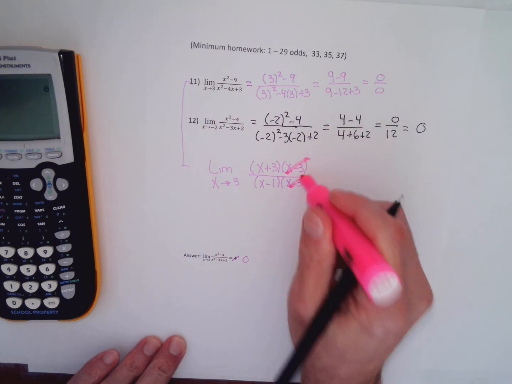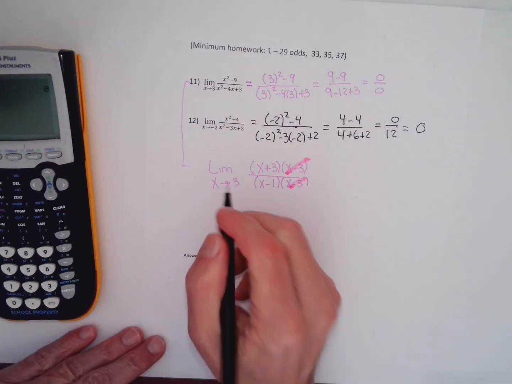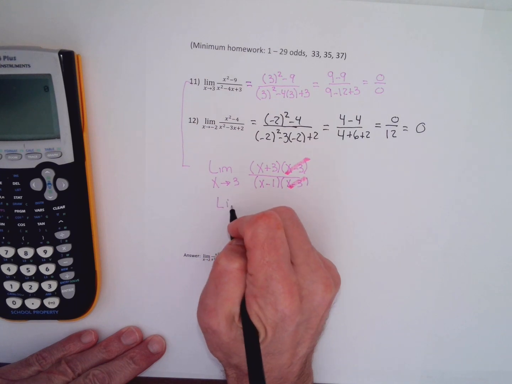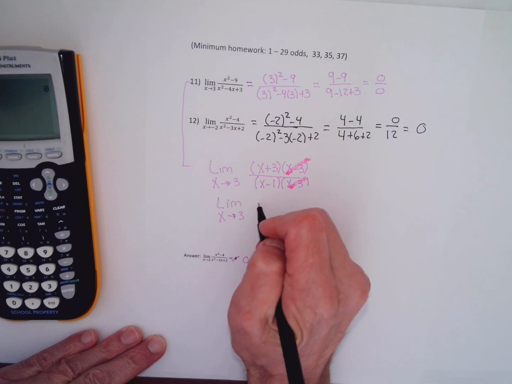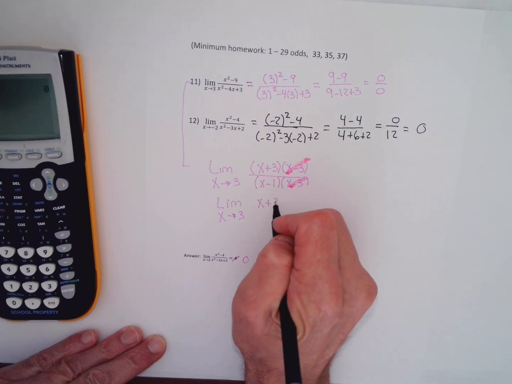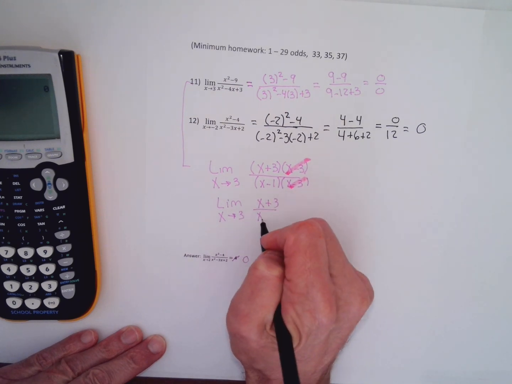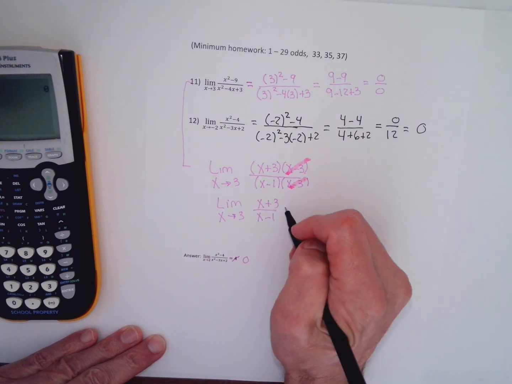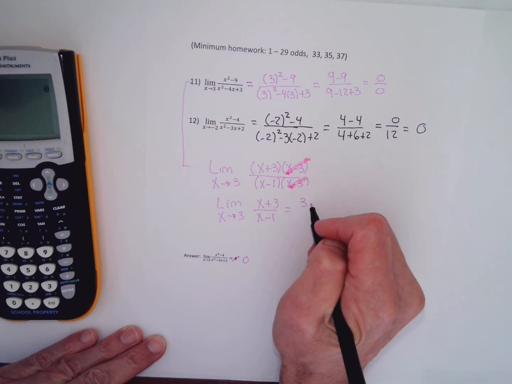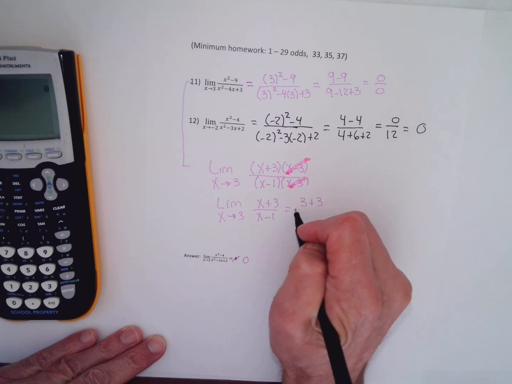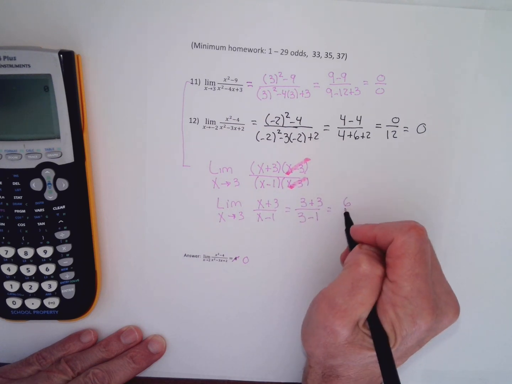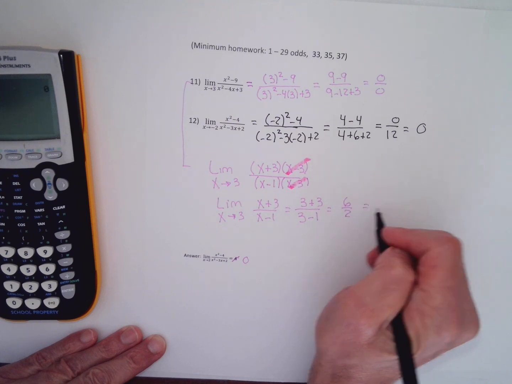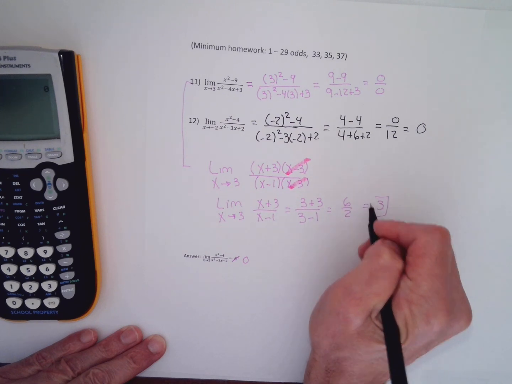Now I can cancel the x minus 3s, and in problem 11, I can rewrite this as the limit as x approaches 3 of x plus 3 over x minus 1. Now I make my shot at plugging 3 in, and I get 3 plus 3 over 3 minus 1. That's going to be 6 over 2, and the answer to number 11 is just going to be 3.